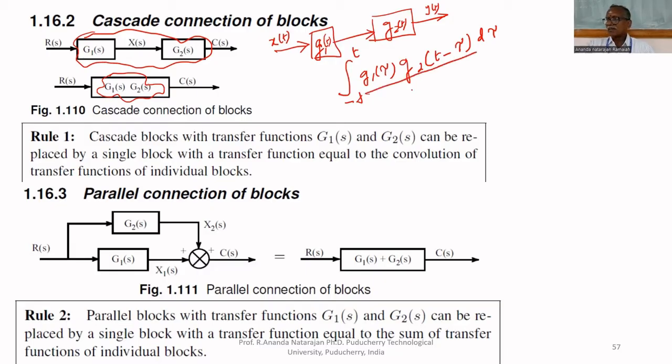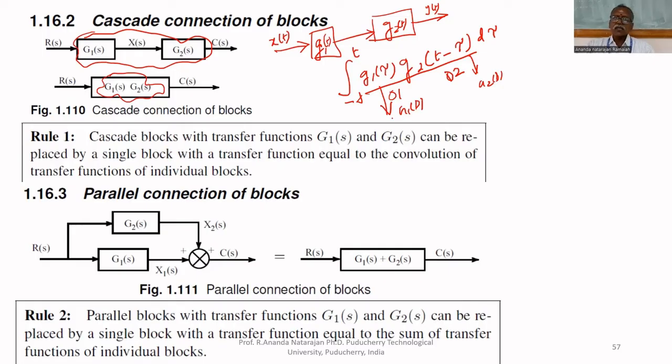You know how difficult it is. You studied signals and systems. That's why you know how difficult it is to find the convolution of 2 time domain systems. If you represent this in frequency domain, this will be represented as G1 of S, a transfer function. This will be represented as G2 of S in Laplace domain or frequency domain.